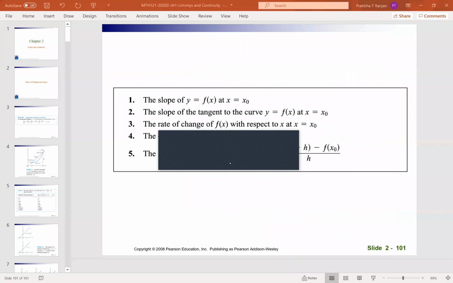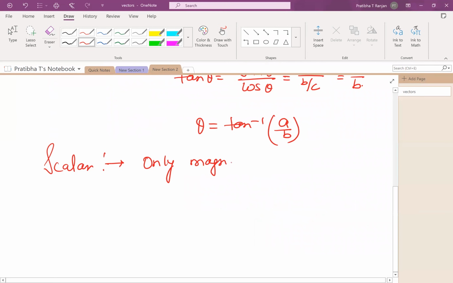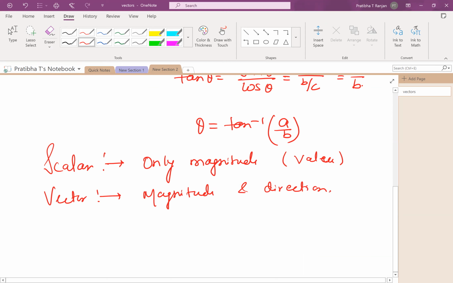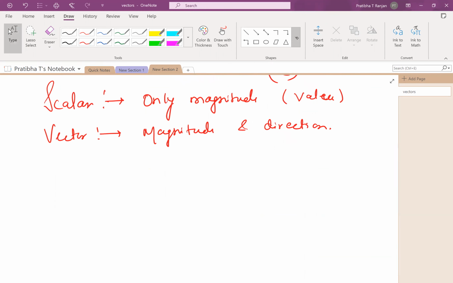So here, in this way, we have the hypotenuse and the 90 degree. Now let's go for the scalar and the vector quantities. Scalars have only magnitude, meaning only values, right? But vectors have magnitude and direction both. So you know this: north, south, east, west, right?